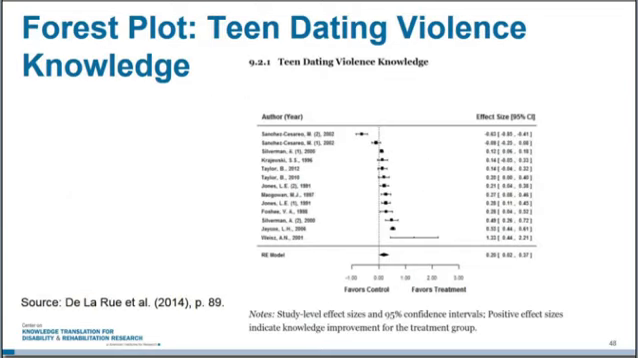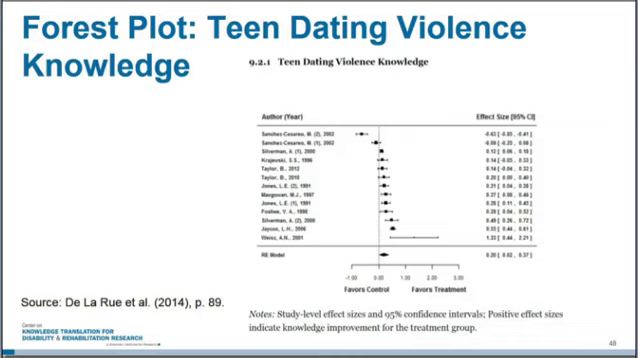Okay. So here's an example of what's called a forest plot. Each of the rows of this chart is a different study, and what is in the middle is a representation of the effect size. This is the difference between treatment and control groups on their knowledge of teen dating violence after the treatment group has been exposed to an intervention.